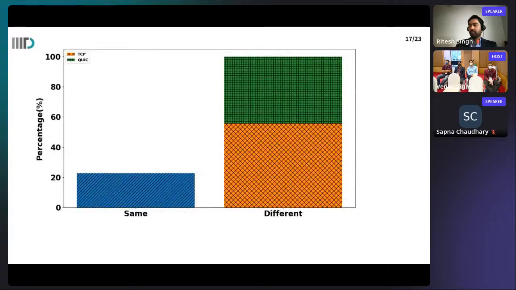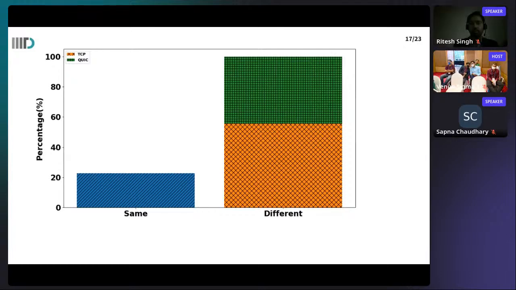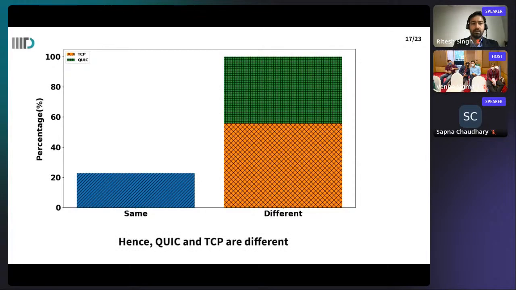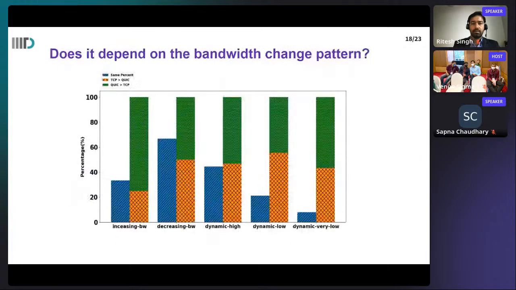So from this graph, we can see that for 21% of cases, TCP and QUIC performed the same. Whereas for the other 79% of cases, TCP and QUIC were different, out of which for 55% of cases TCP was better than QUIC, and for 45% of cases QUIC was better than TCP. Hence, QUIC and TCP are different. We further try to find out the reasons behind it, and we ask certain questions.